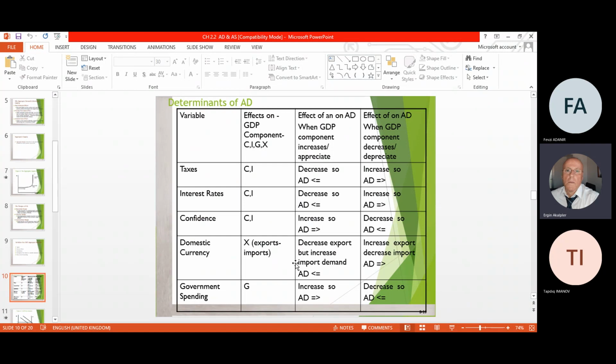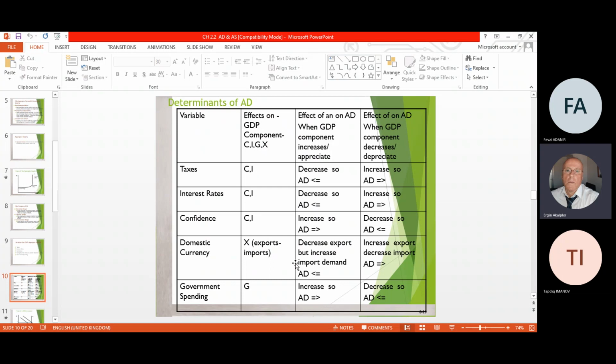As you see, the effects on the GDP, the components are C plus I plus G plus NX. C is the consumption, I is the investment, G is the governmental expenditures, and NX is the net export, which means export minus import. If it is positive, then it's good for the economy. If it is negative, then it's not good for the economy. And governmental spending, as I mentioned to you, as much as it is increased and enlarged, is positively or negatively.